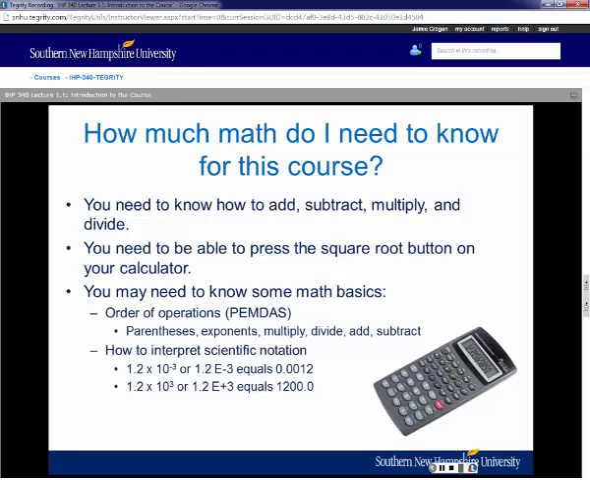Also, you may need to know scientific notation because some articles that we will look at may present numbers in the format of scientific notation. So I would review some of the basic math skills that you might need for this course.